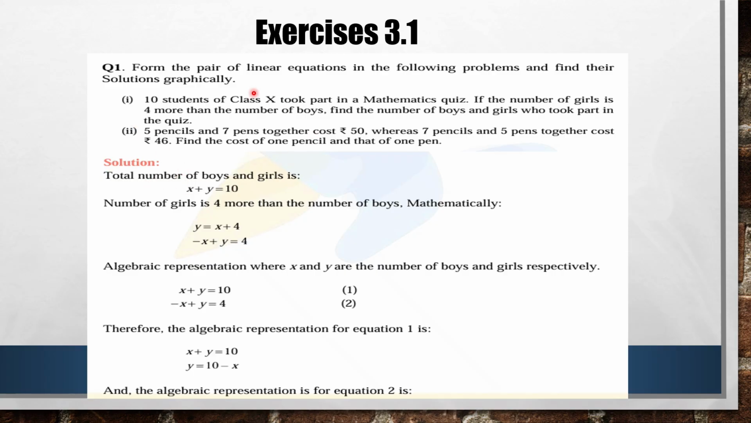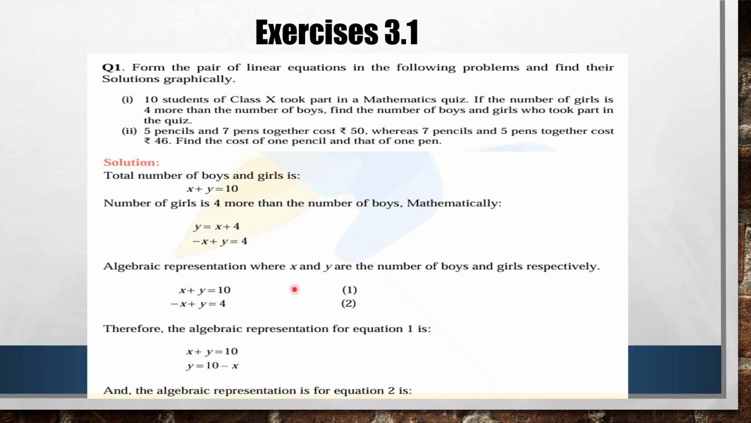Solution. In the first condition, you can see here 10 students of class 10th are participating in a mathematics quiz, and also they said the number of girls is 4 more than the number of boys, and we have to find the number of boys and girls who took part in the quiz. So I can write the total number of boys and girls as x plus y is equal to 10, and it is given here the number of girls is 4 more than the number of boys. Mathematically we can write y is equal to x plus 4. Then we can also write minus x plus y is equal to 4.